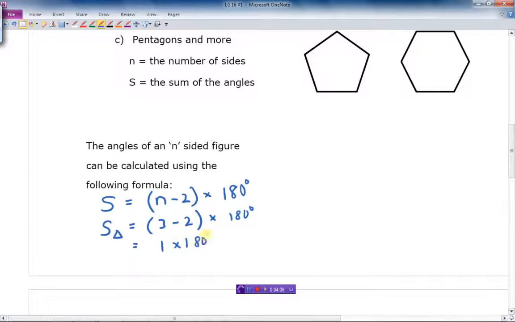And that, of course, equals 180 degrees. And we already have that information. But just to show you how the equation works, let's calculate a pentagon and a hexagon here.